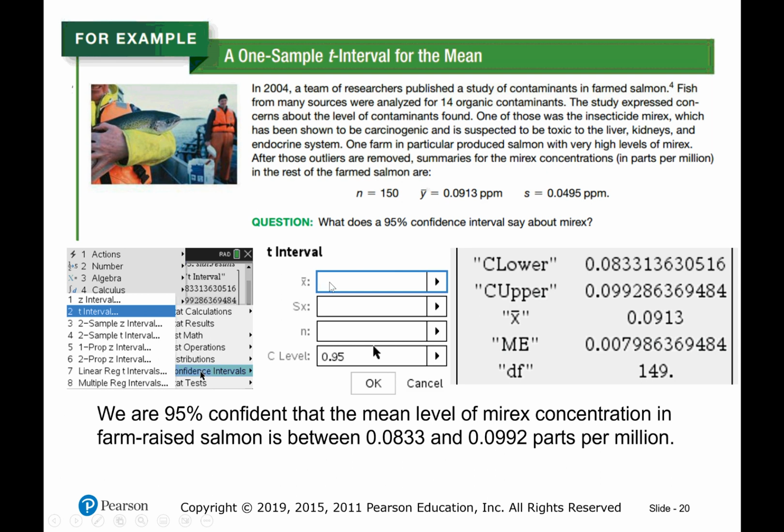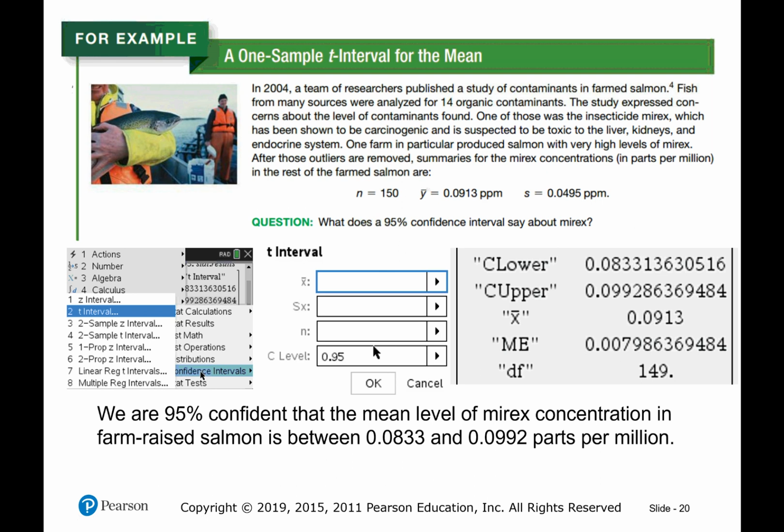So with this first blank, you type in the 0.0913. Sx, that's our sample standard deviation, so you type in the 0.0495. And of course, it's the sample size. Here it's 150. And we want a confidence interval. They said 95. Remember, this is a menu here where you can pull down different options. Then click on OK, and again, it'll spit all of this stuff out at you here.